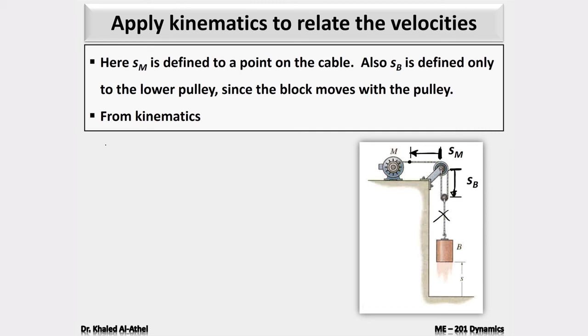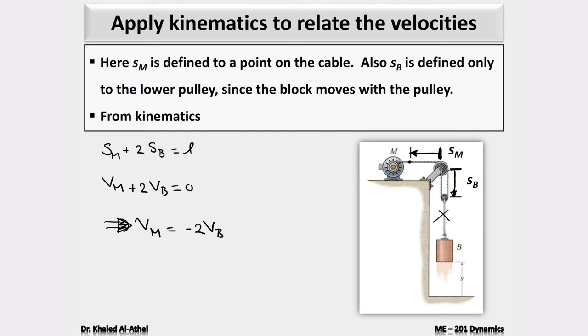So now, writing the equation, I'm going to have Sm plus 2Sb should equal L, the length of the cable. Differentiate this to get the velocity. So Vm plus 2Vb should equal 0. Therefore, I have a relation that Vm should equal minus 2Vb. Okay?